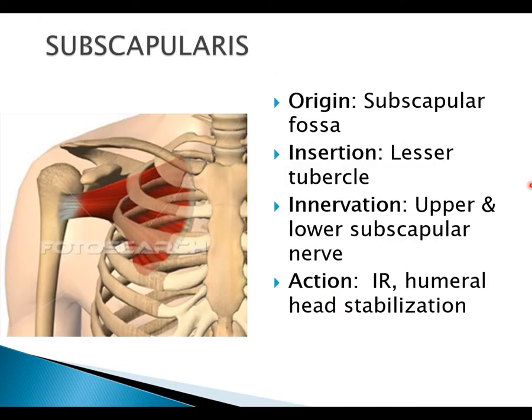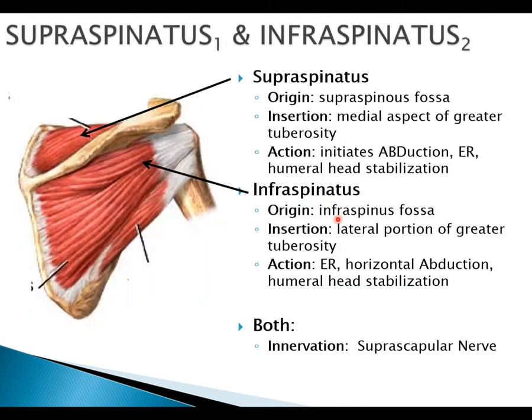So individually, the first one is the subscapularis. Like I said, it's going to originate in the subscapular fossa on the anterior part of the scapula, and it's going to insert on the lesser tubercle. It is going to be responsible for humeral head internal rotation, so it will pull it inward. But more importantly, again, humeral head stabilization. It's its job to keep the humeral head in place. The subscap is innervated by the upper and lower subscapular nerve.